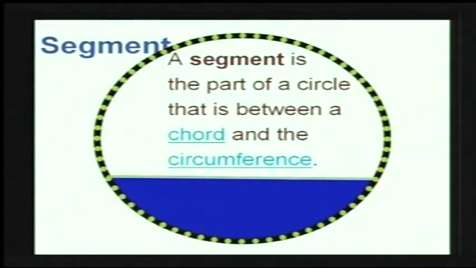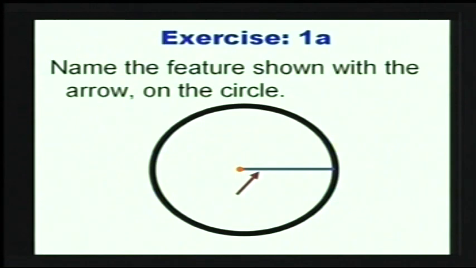So can you see the chord? The chord is the light green color that divides the circle. So that blue color is known as the segment. That blue shaded color. Is that clear? Okay. Now, we are looking at our exercises now.